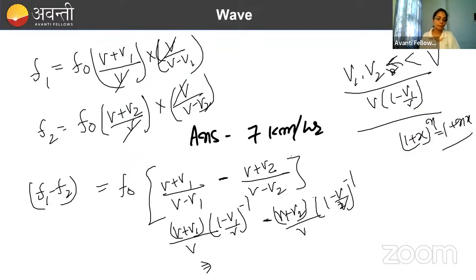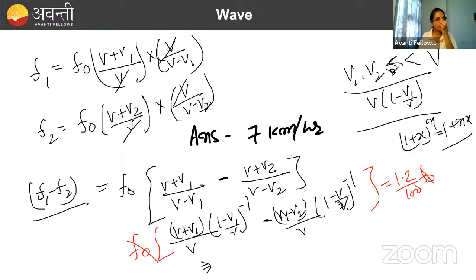I want the answer from both sides. F1 minus F2 is equal to this, and what will this be equal to? If you remember, it was 1.2% of F0, right? So write that also. This whole is going to be equal to 1.2% of F0. So F0 and F0 will cancel from here. Tell me the values now. What do you have to calculate? V1 minus V2. Remember.